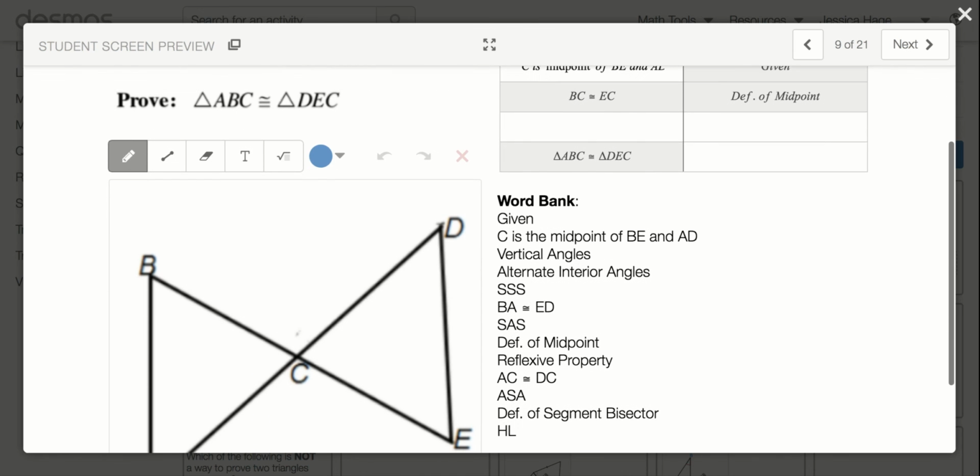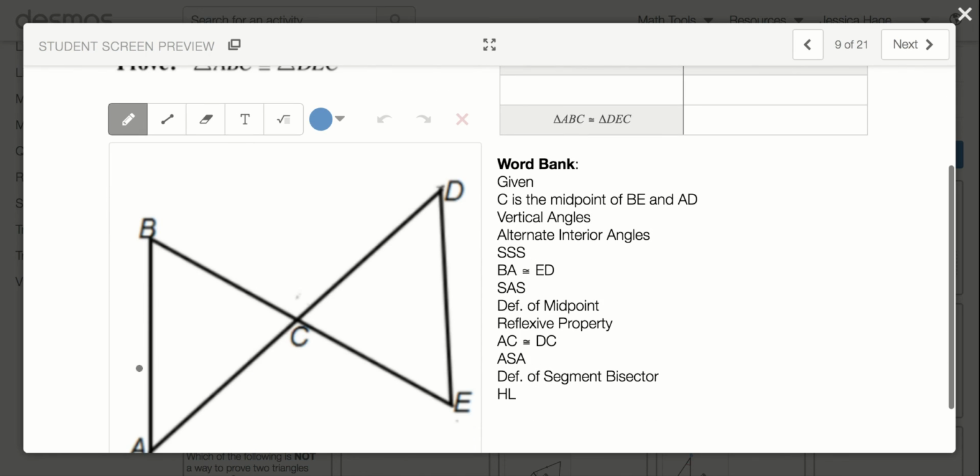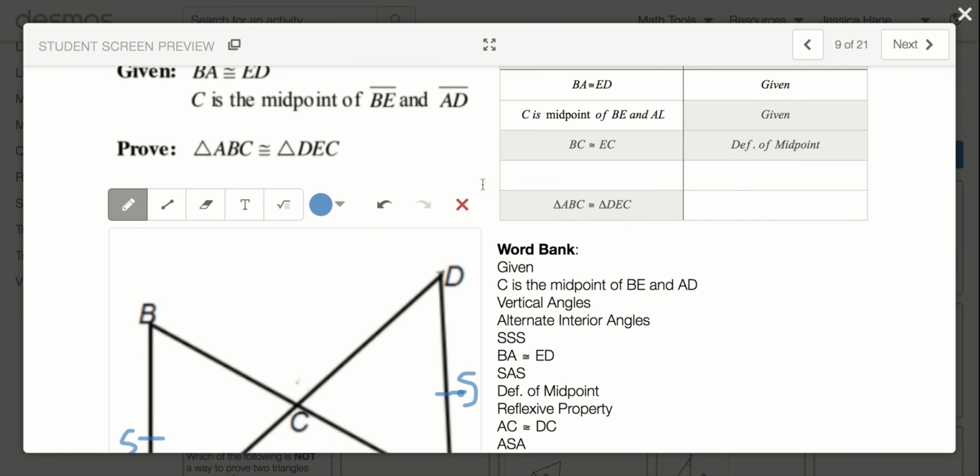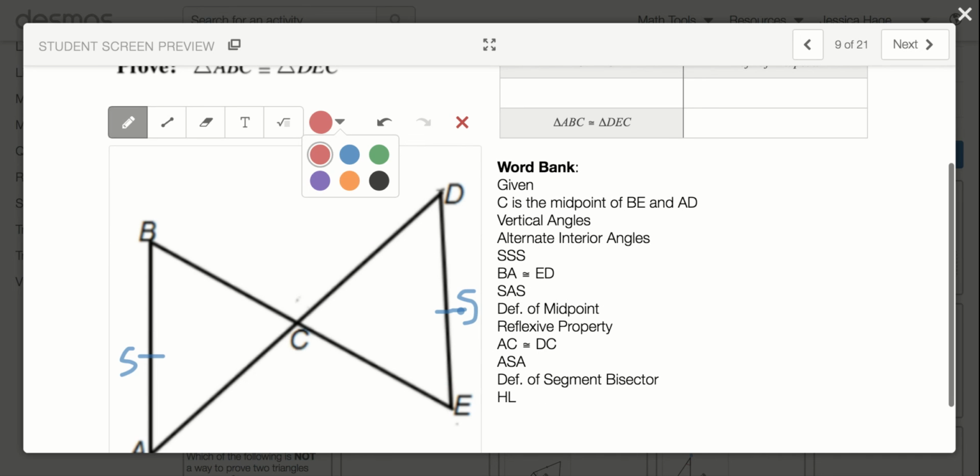Okay, so let's go through here. We have a tick mark for BA. It's a side. We have another tick mark for DE. It's another side. That was given. Always mark your givens. And then we have C as the midpoint of BE and AD. So we'll do the first one. We'll do BE first. So C is in the middle of BE.